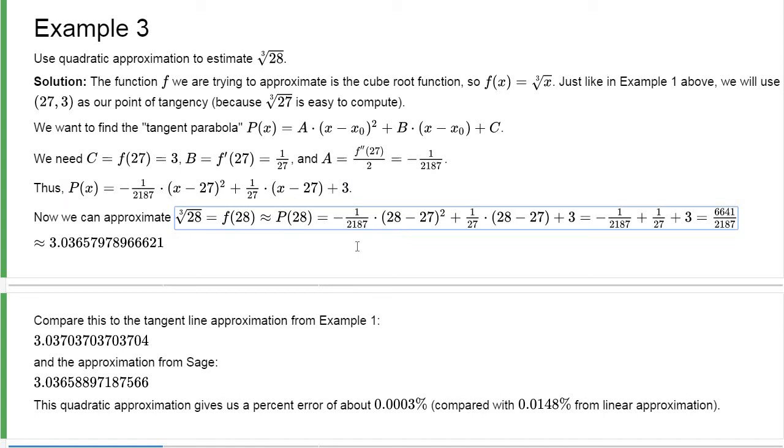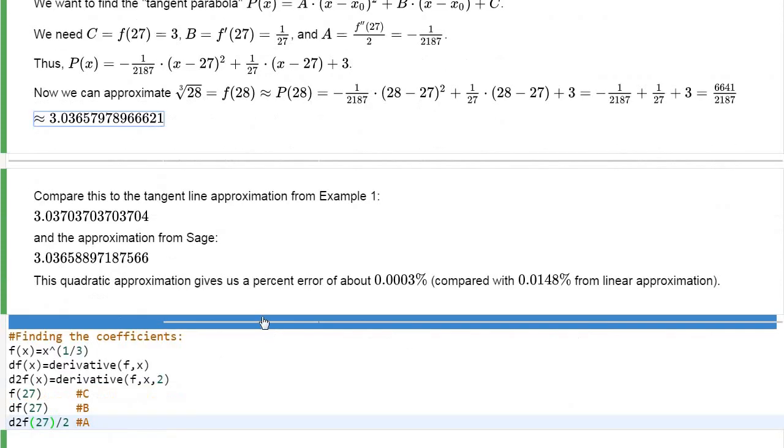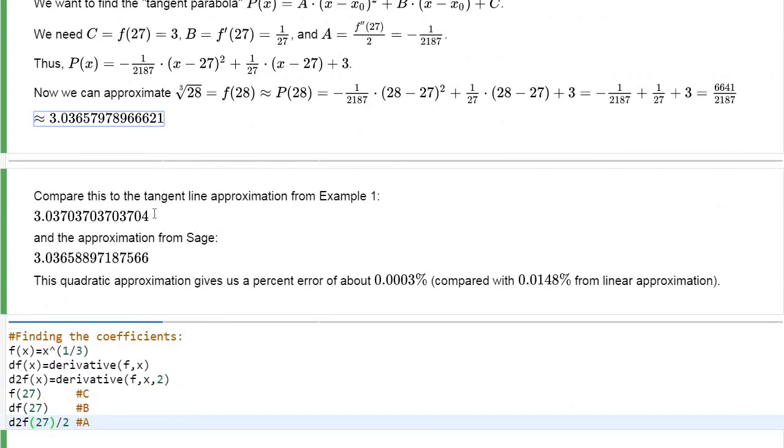So the cube root of 28 is approximately p of 28. I put 28 in there, and what I get is this, and if I simplify that fraction, it's this ugly mess. Here's the approximation of that thing, roughly 3.0366. Okay, here's our approximation from the tangent line, up in example 1, 3.037, and so on. Here's the actual answer, the approximation from Sage, which is correct to this number of decimal places, and you can see that the quadratic approximation up here is better.